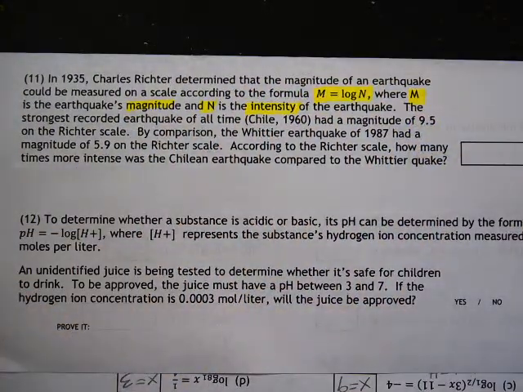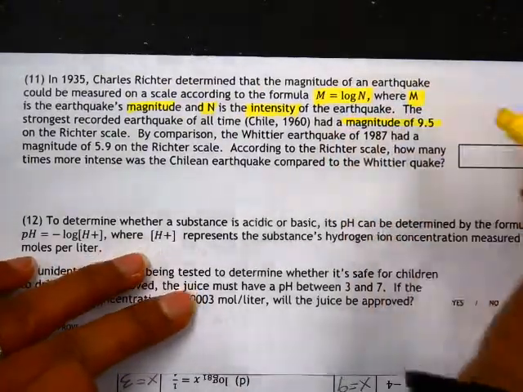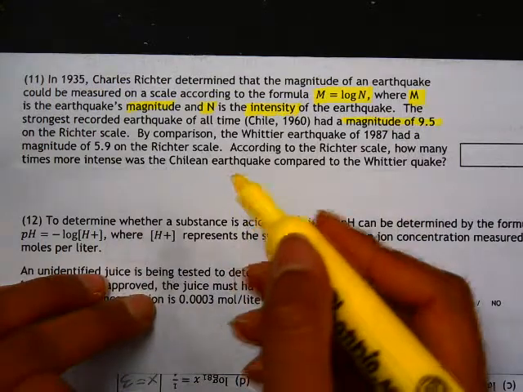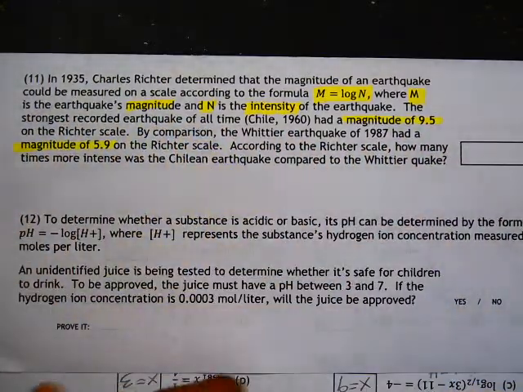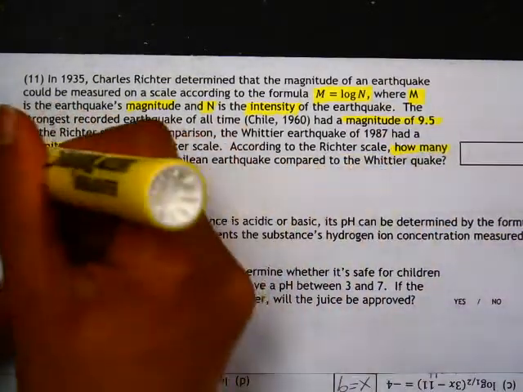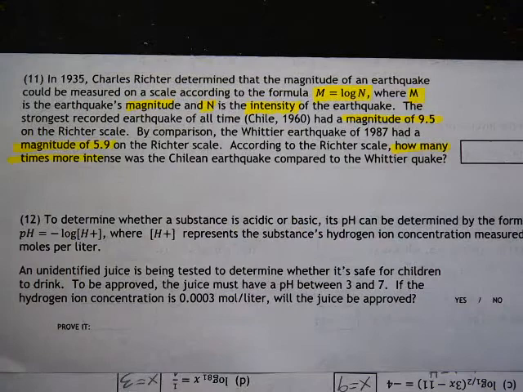The strongest recorded earthquake of all time had a magnitude of 9.5. By comparison, the Whittier earthquake of 1987 had a magnitude of 5.9. According to the Richter scale, how many times more intense was the Chilean earthquake compared to the Whittier?